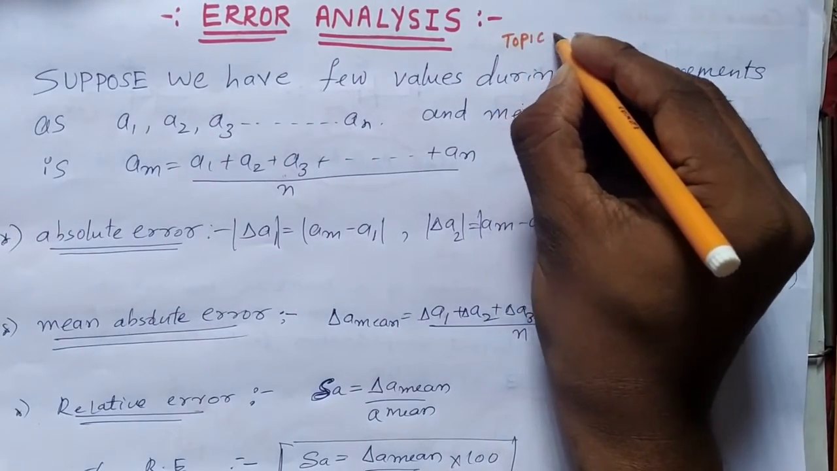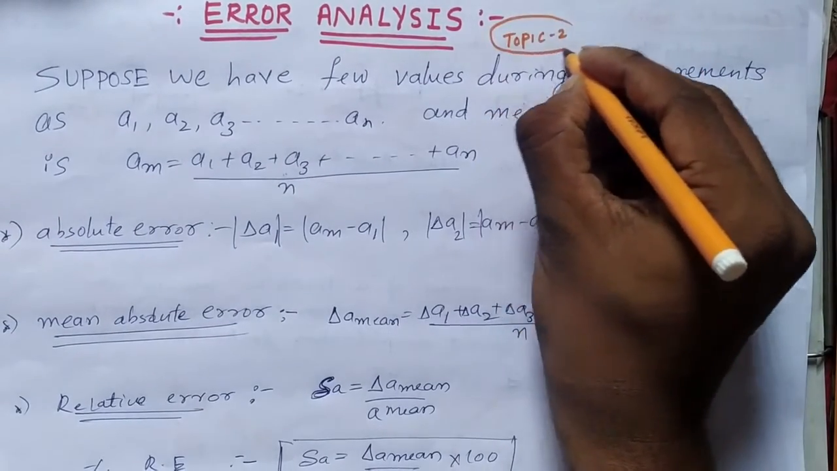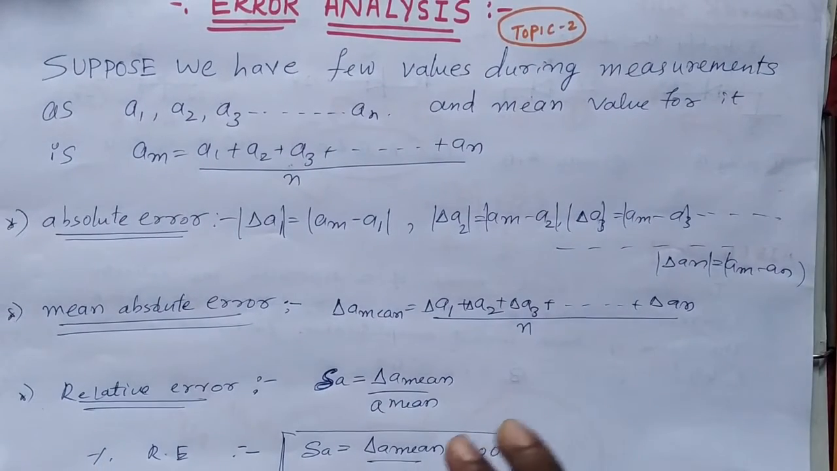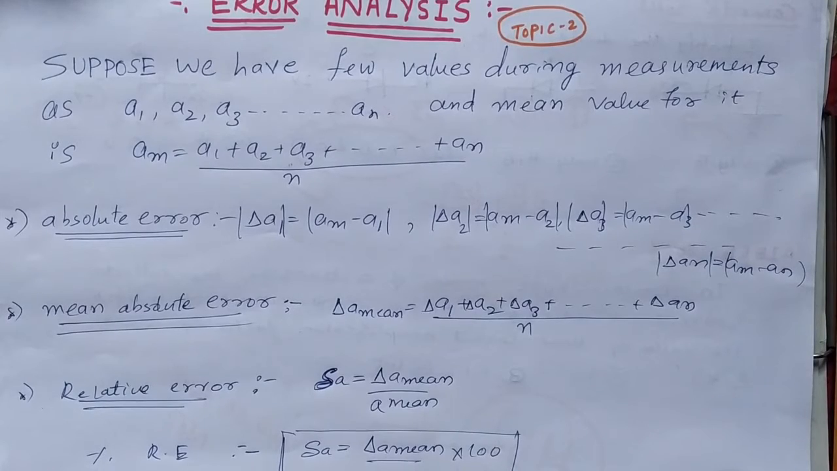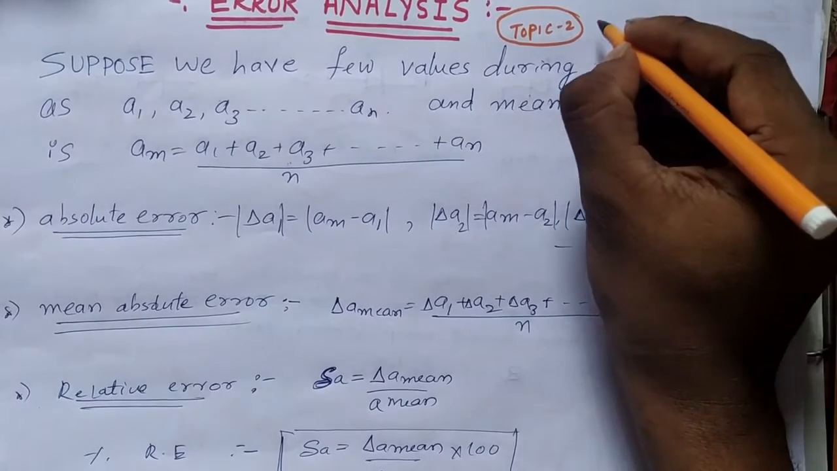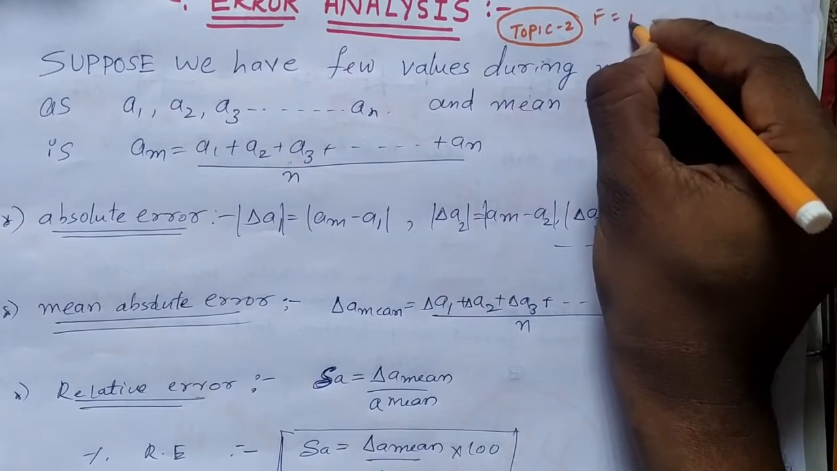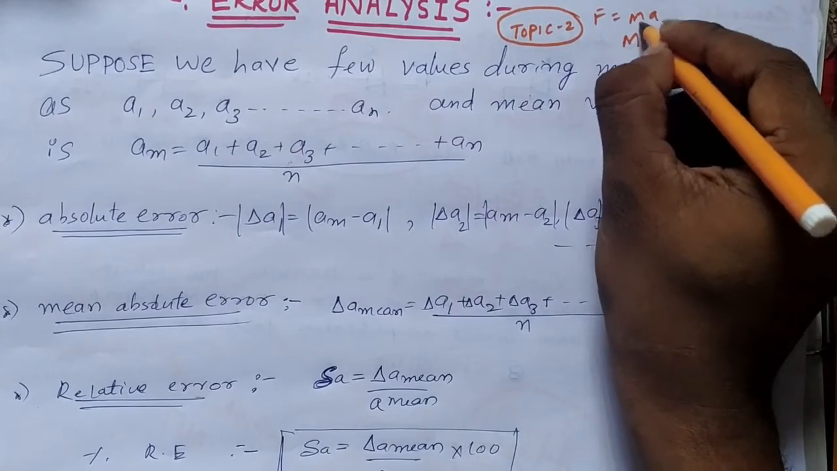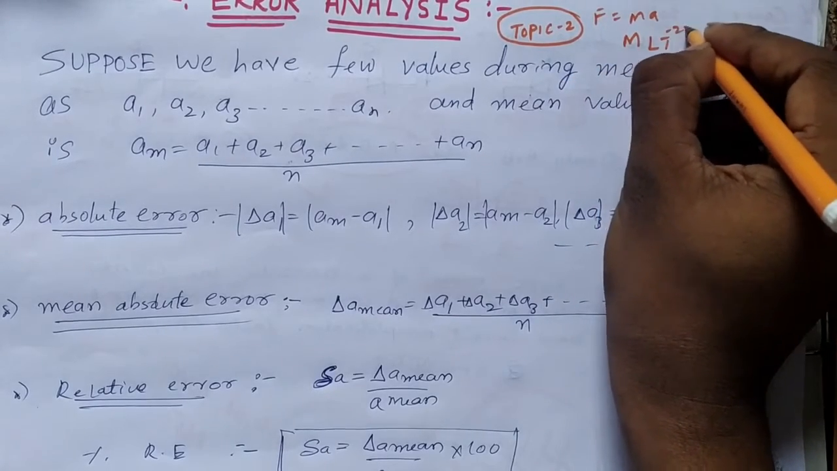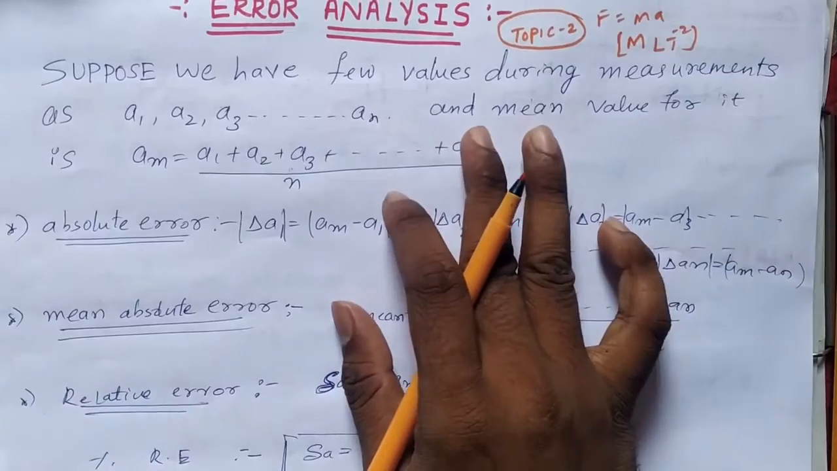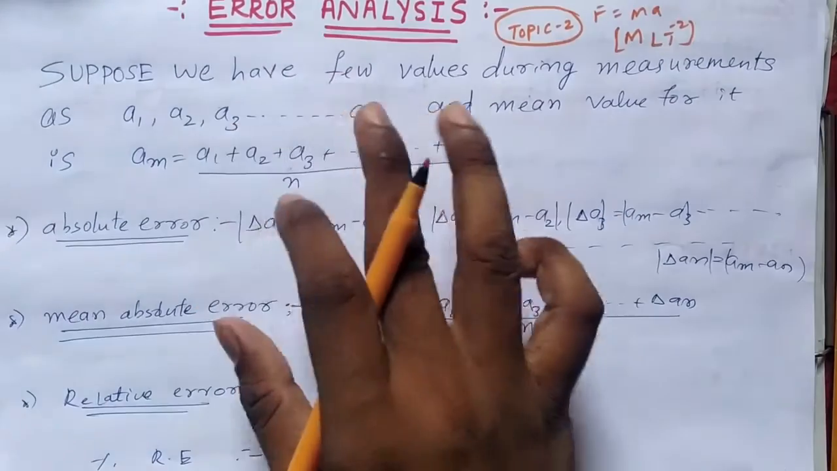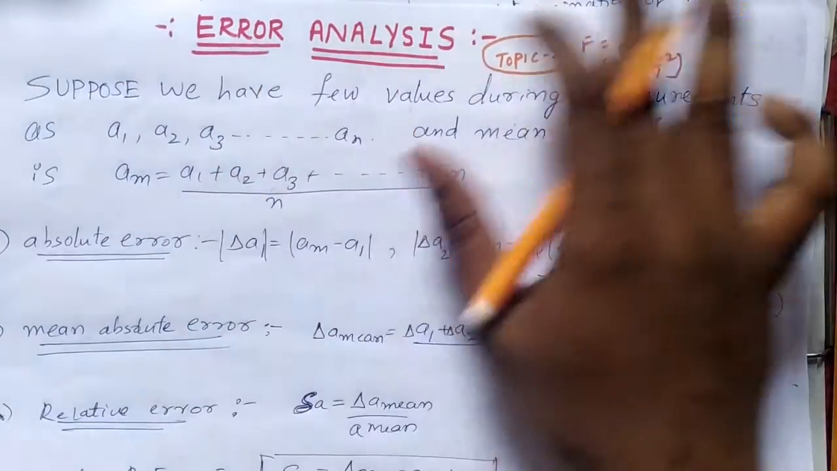In the first topic, we discussed significant numbers and problems regarding writing dimensional equations for various SI units, which you have to practice. For example, for force you write it as mass into acceleration. Mass is M, acceleration is LT minus 2. You have to practice this for various SI units, and you will get a better idea. Okay, let us move on to the next topic, that is the error analysis concept.